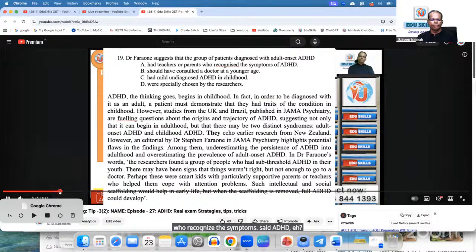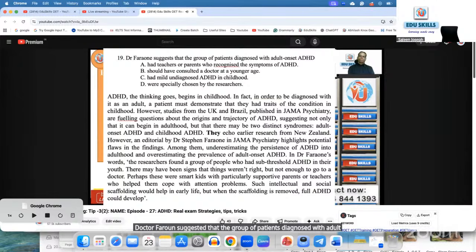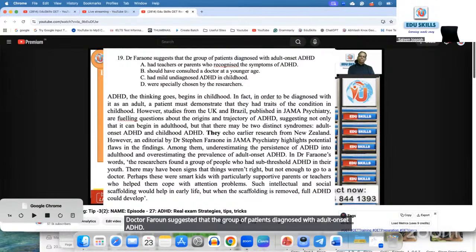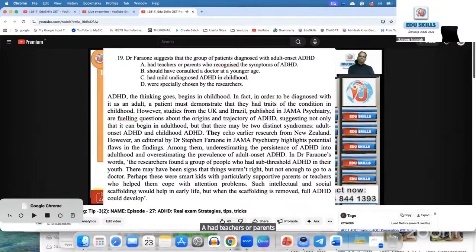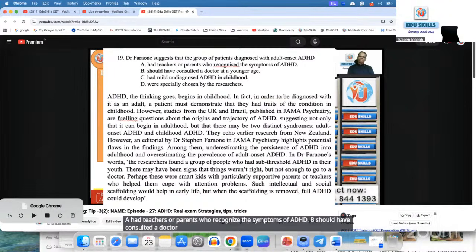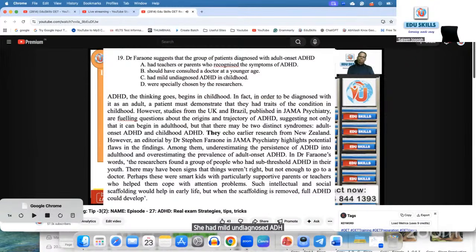Dr. Farron suggested that the group of patients diagnosed with adult onset ADHD: A. Had teachers or parents who recognize the symptoms of ADHD. B. Should have consulted a doctor at a younger age. C. Had mild undiagnosed ADHD in childhood. D. Were specially chosen by the researchers.